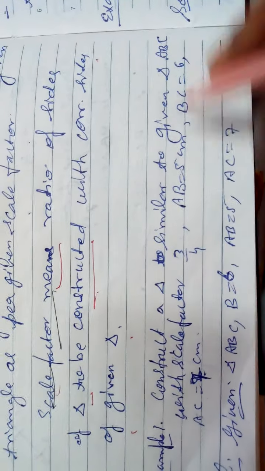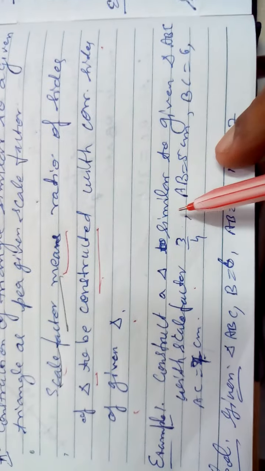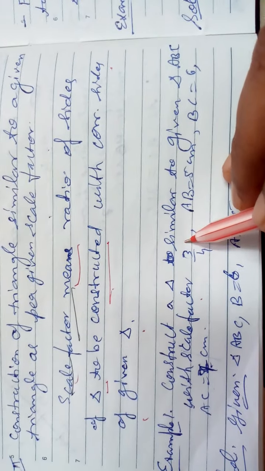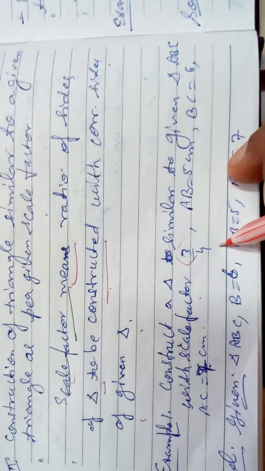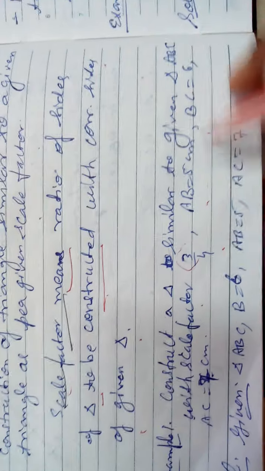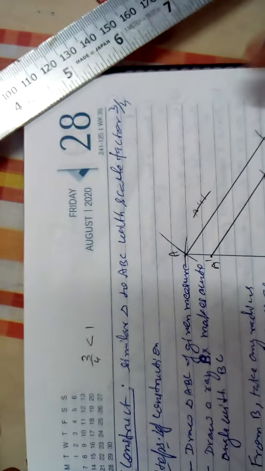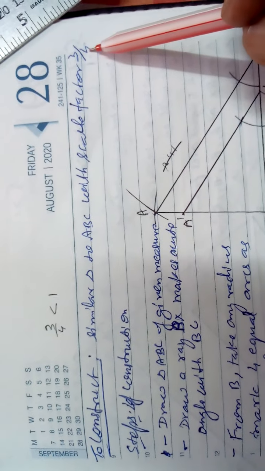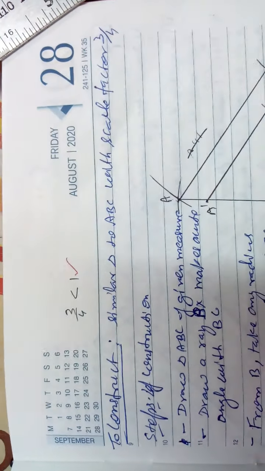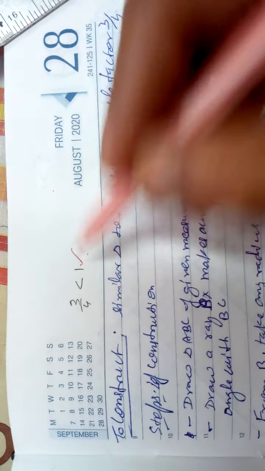Construct a triangle similar to a given triangle with a scale factor 3/4. 3/4: 3 is for the triangle which we construct, and 4 is for the already given triangle. So ABC, a triangle is given whose 3 sides are given, AB, BC and AC. Now you will write the solution. Then you have to construct what? A similar triangle with a scale factor 3/4. Is 3/4 less than 1 or not? So it means the triangle you will construct will be smaller than the given triangle.